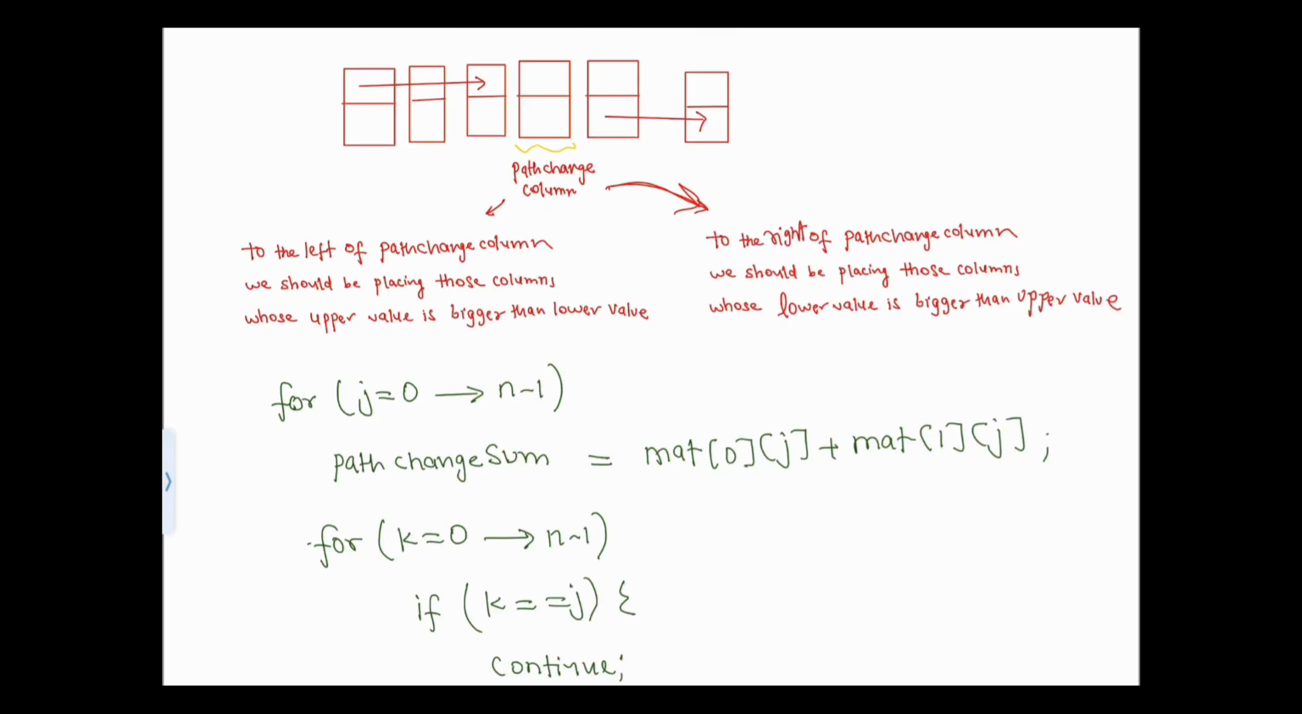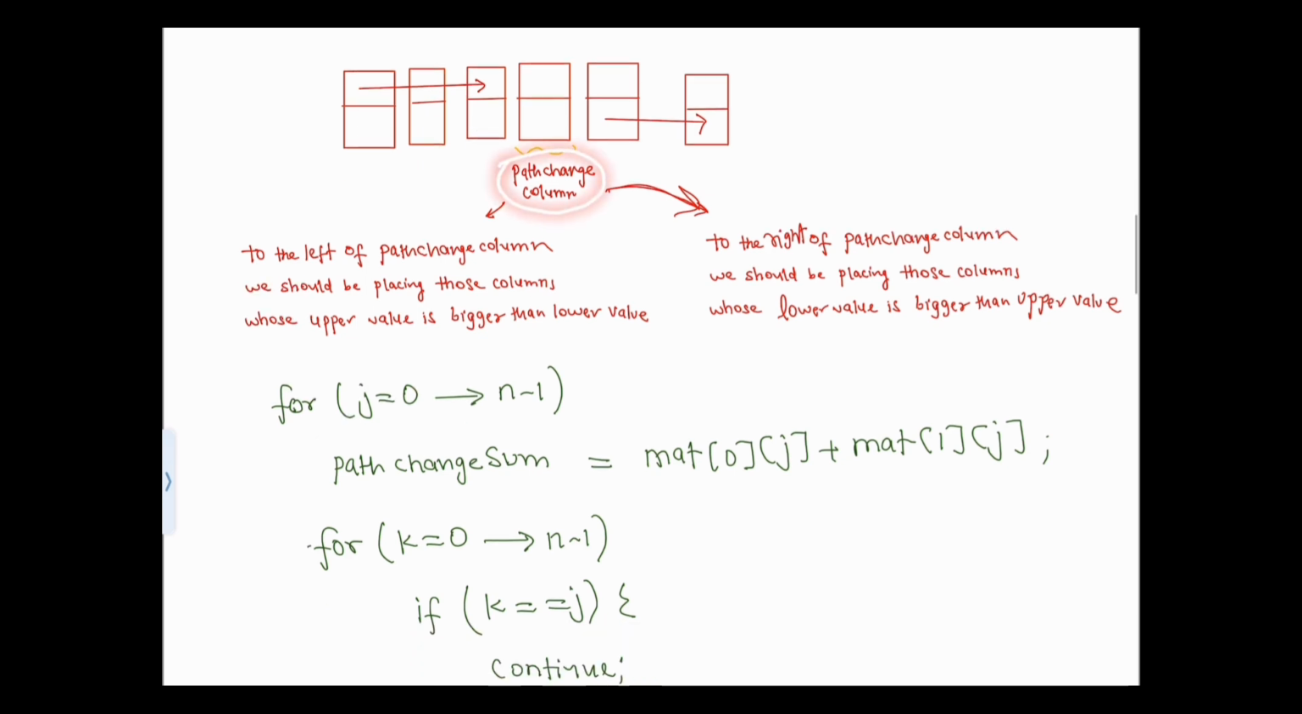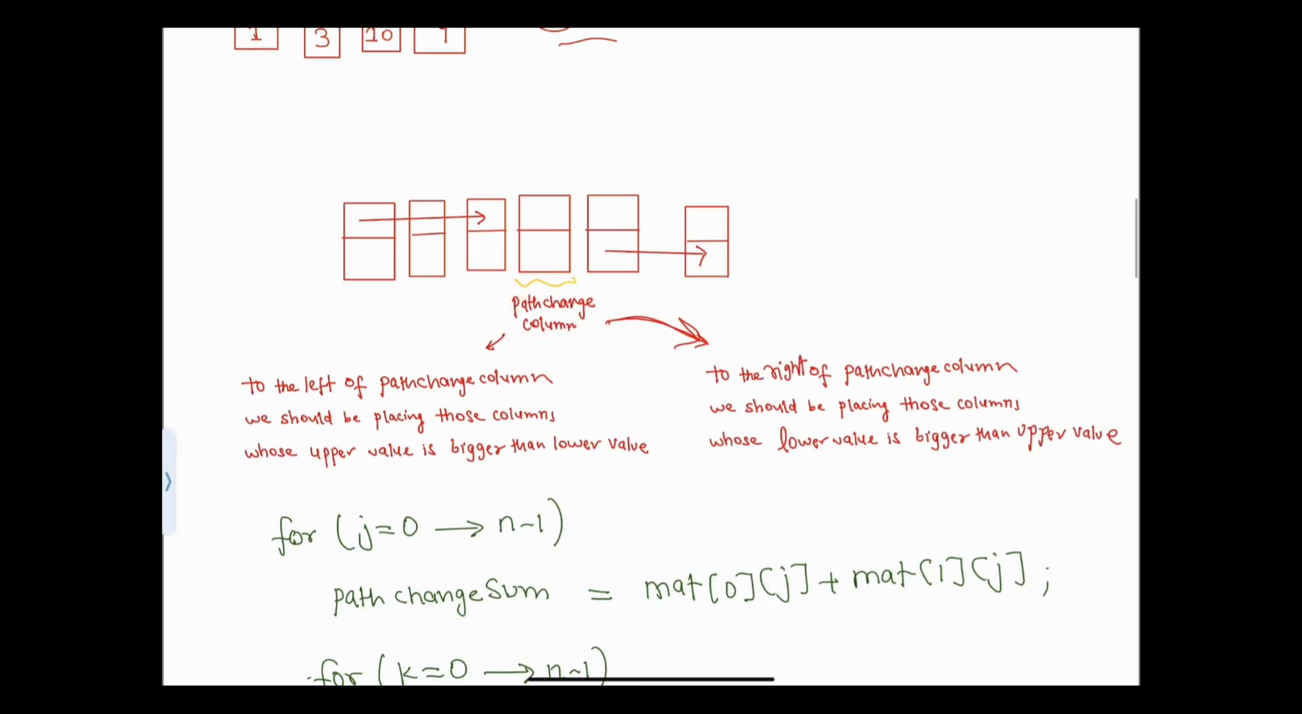So remember what we talked about. All the columns that we placed to the left of it have values that are bigger at the top, and all the columns that we place towards its right have the bottom values bigger. What is common between the set of right columns and the left columns? The common thing is that we're adding the maximum of the two values. So we have a path change sum, and now we will be adding the maximum of the upper and the lower value for each column.